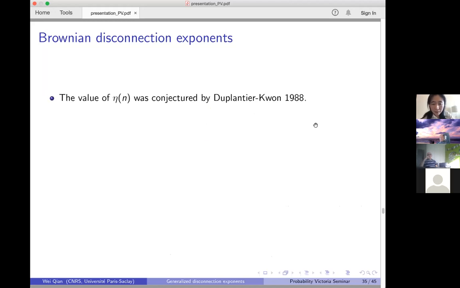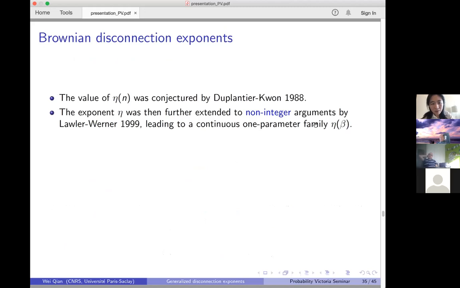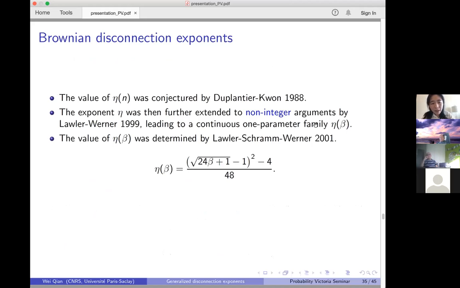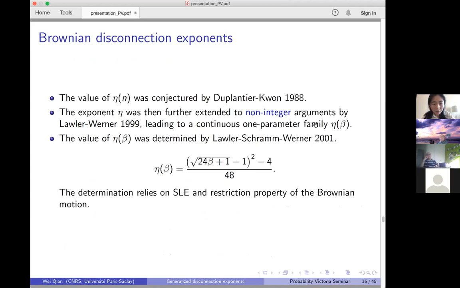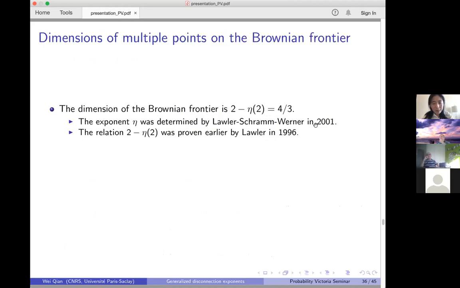And the value of η_n, as I said, was conjectured earlier. Later η was also extended to non-integer arguments by Lawler and Werner in 1999, leading to a continuous one-parameter family η_β. They also computed the value of η_β. This determination relies on SLE and the restriction property of Brownian motion. And using this value of η, one can compute the dimension of the Brownian frontier. It is just 2 minus η_2.